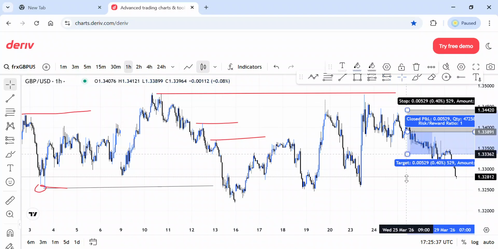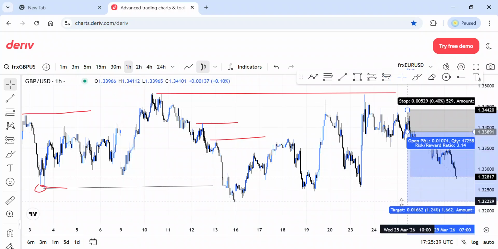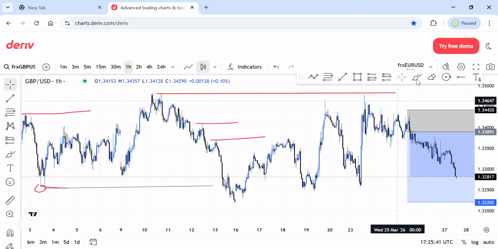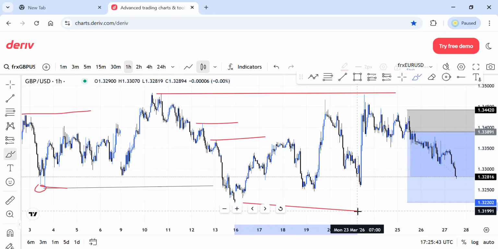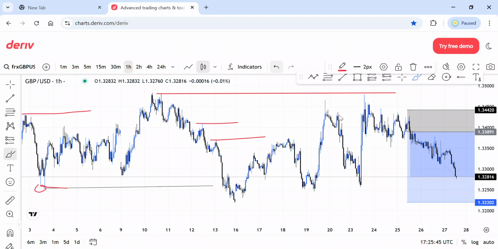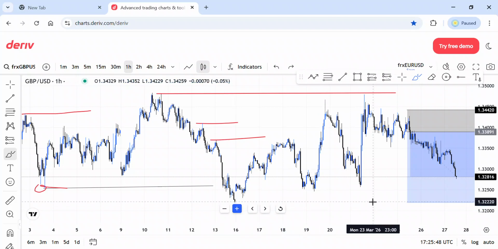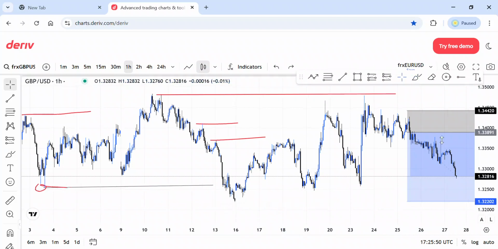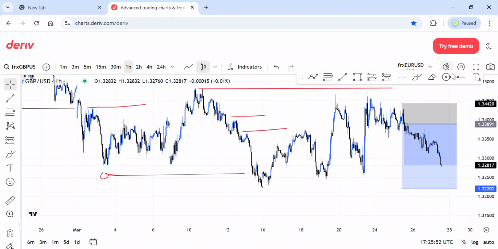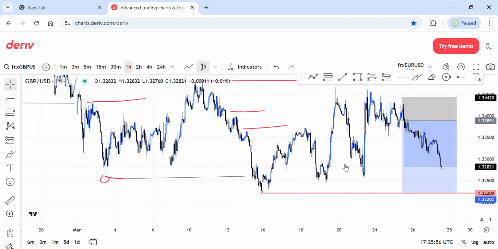After your confirmation entry, normally this is going to be our last take profit, which is the external real liquidity. This low, I'm talking about this low. Let me use this line. I'm talking about this low. So that's going to be our last take profit.